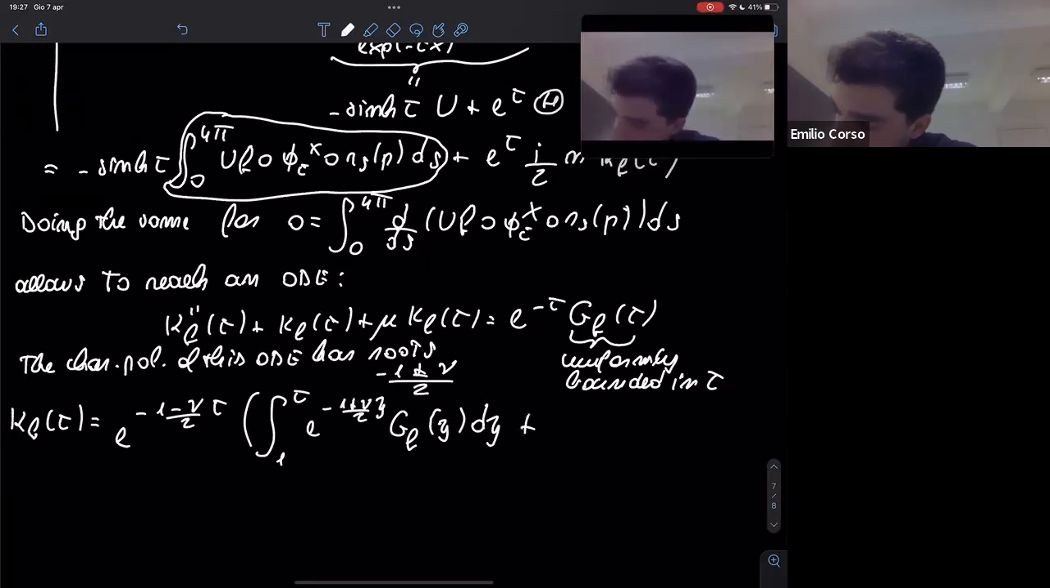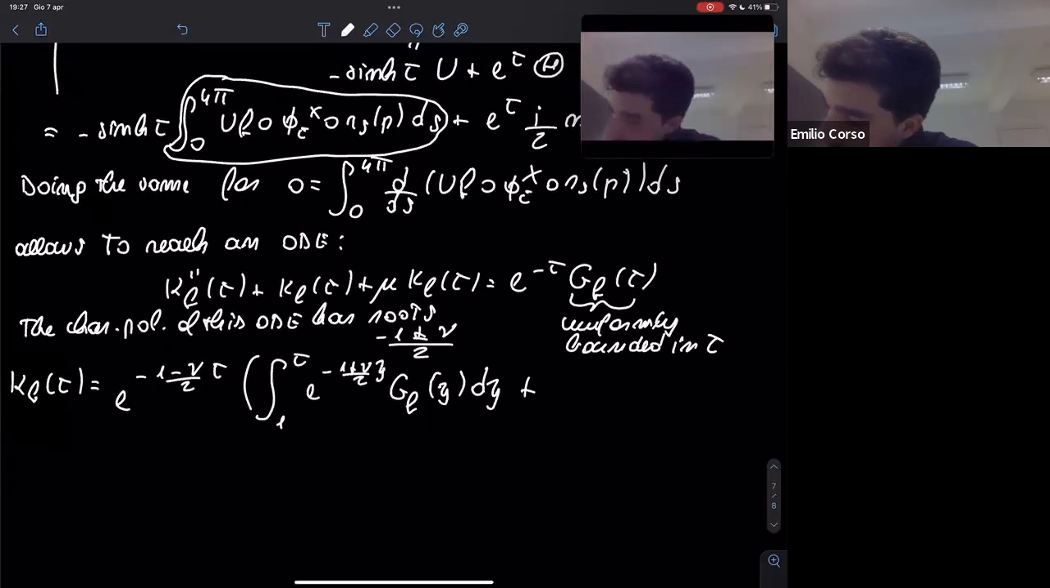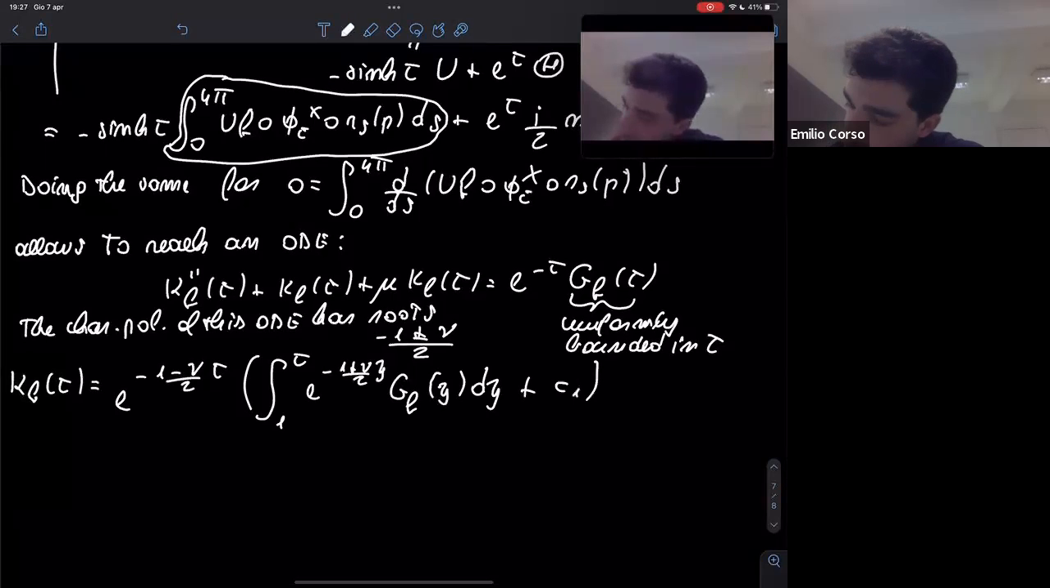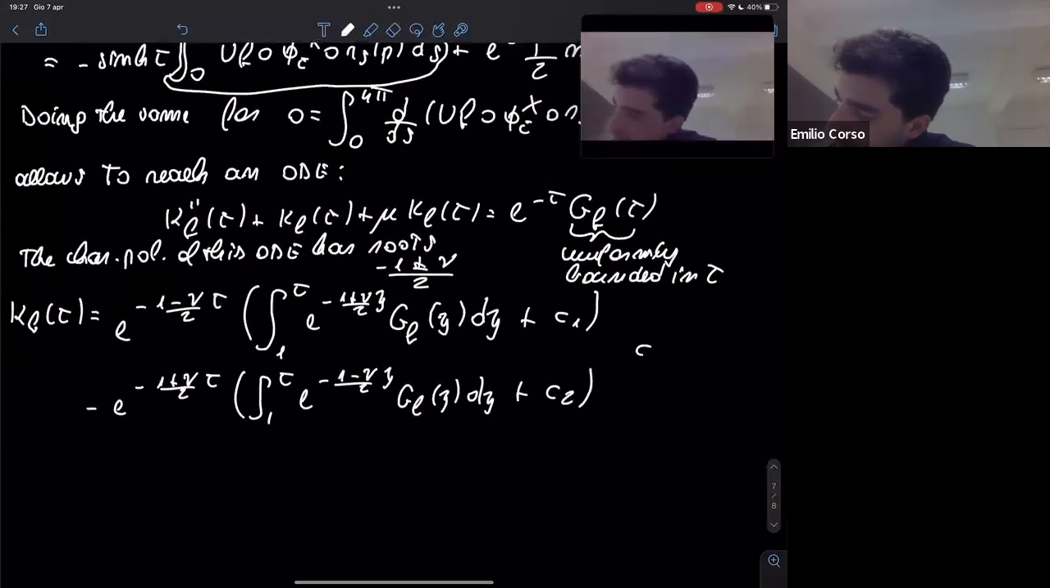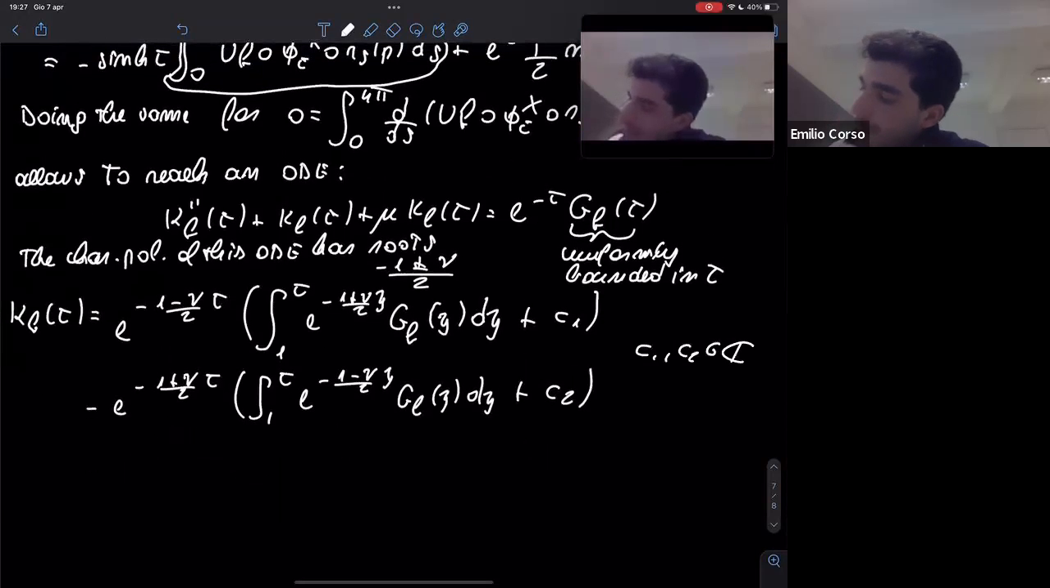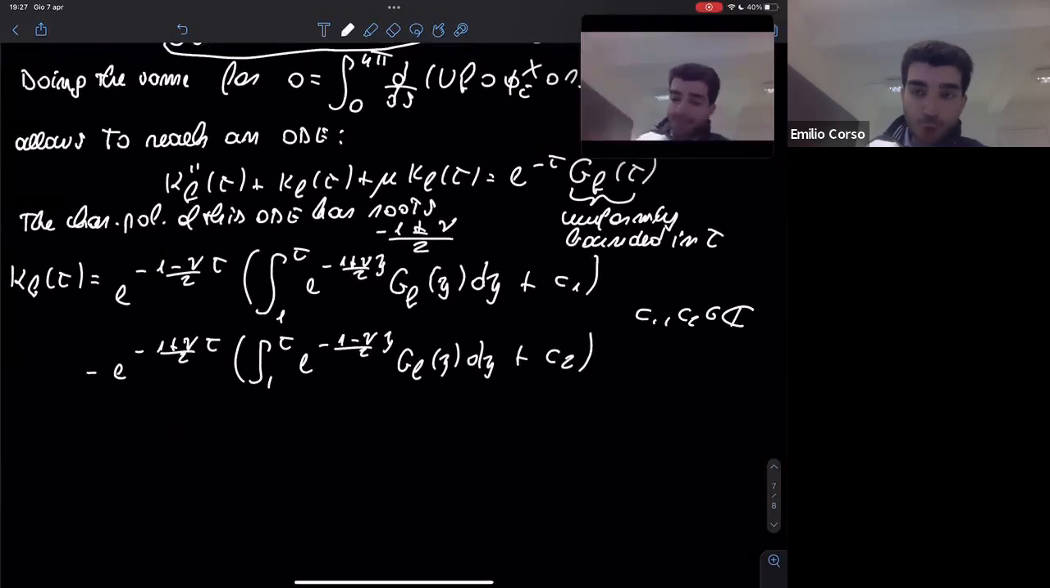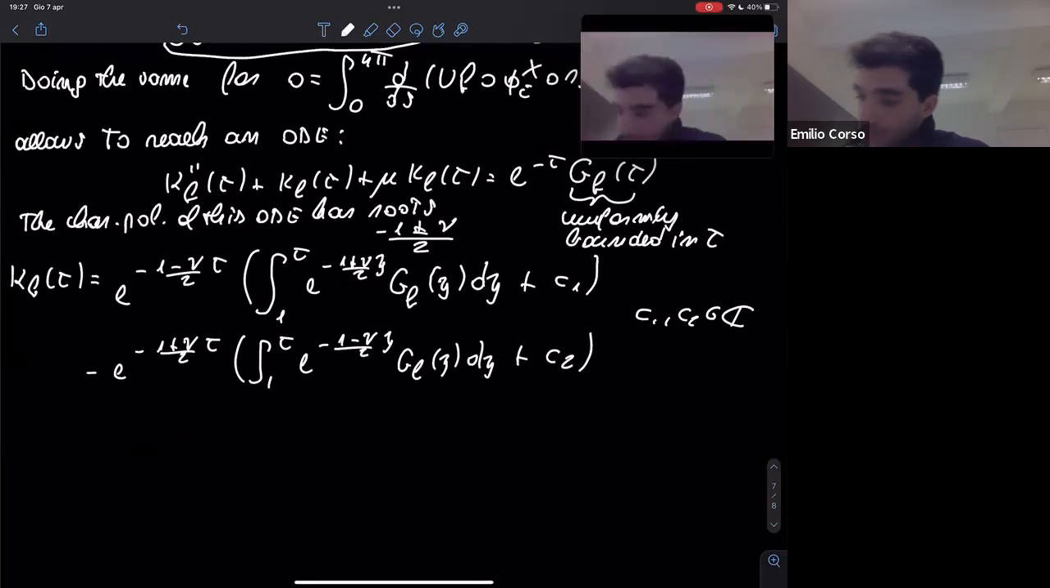Then I might need to add some constant, some parameter, say C1, for the homogeneous solution, minus e to the minus 1 plus r squared t, plus C2, where C1, C2 are complex numbers that I then choose according to the initial conditions that I will impose.